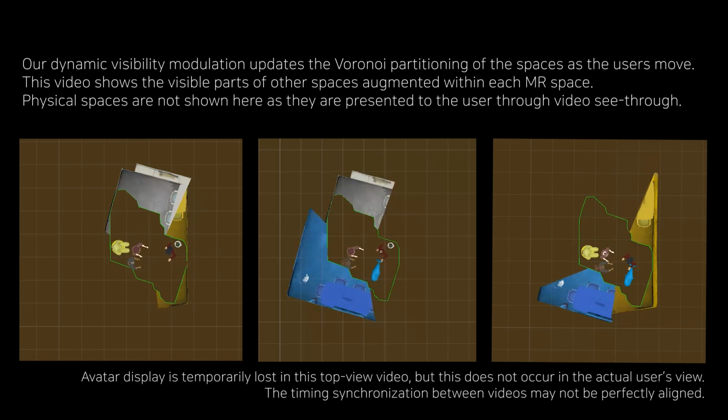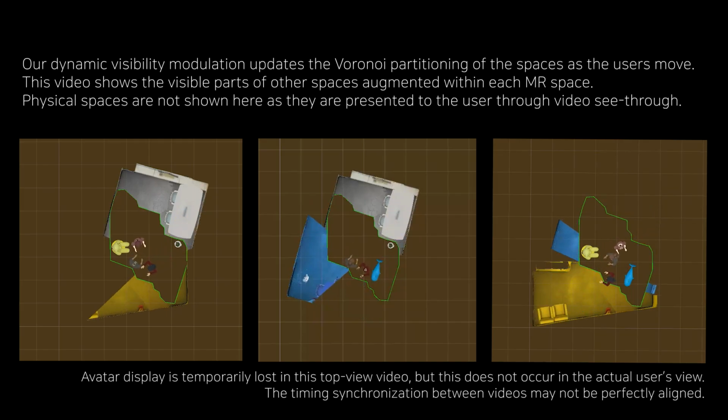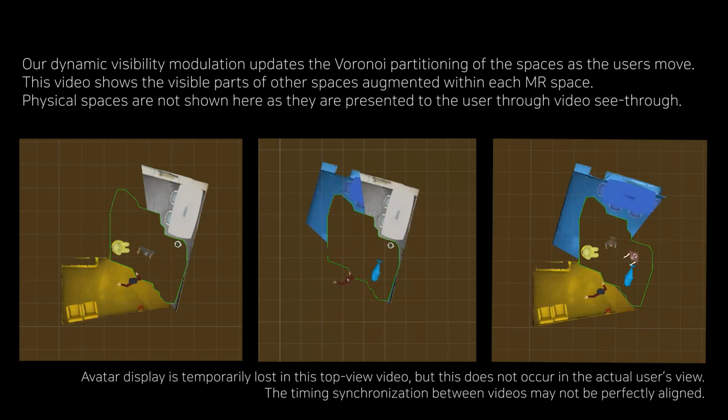This video shows the visible parts of other spaces augmented within each MR space. Physical spaces are not shown here as they are presented to the user through video see-through.